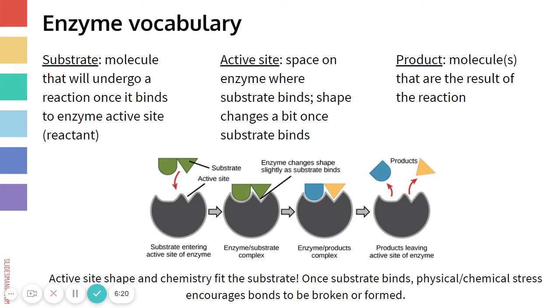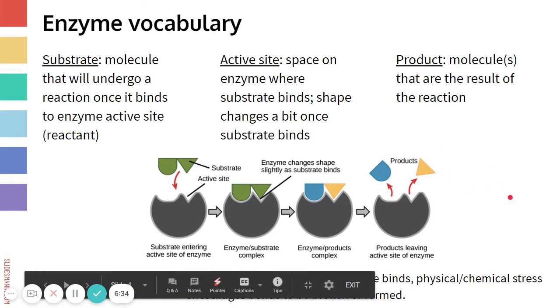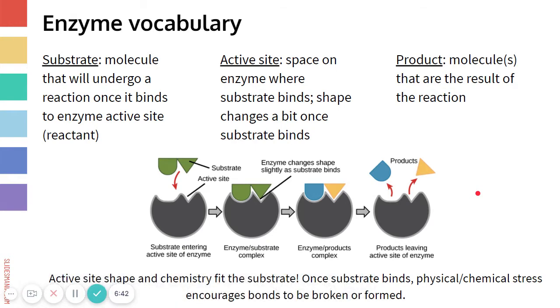And once that happens, it's going to change from the substrate to the products. So the products are just the molecules that are the result of the reaction itself. So the ending place for these molecules. It's going to start as the substrate, end up as products, and that change is going to come about because of the substrate binding to the active site.